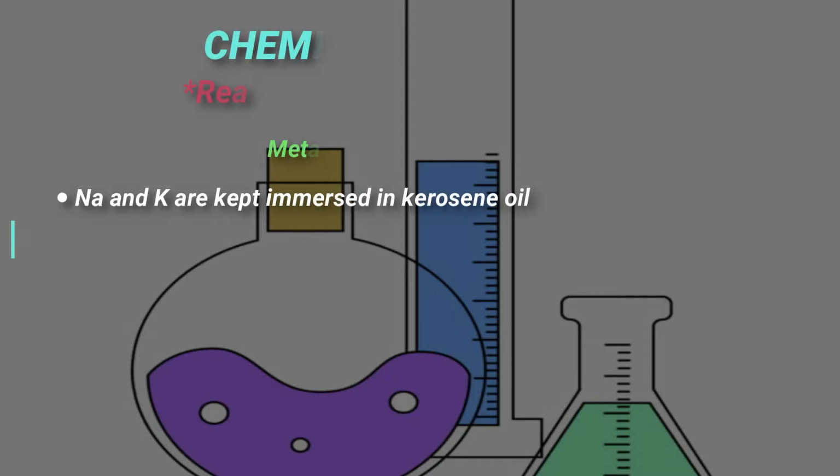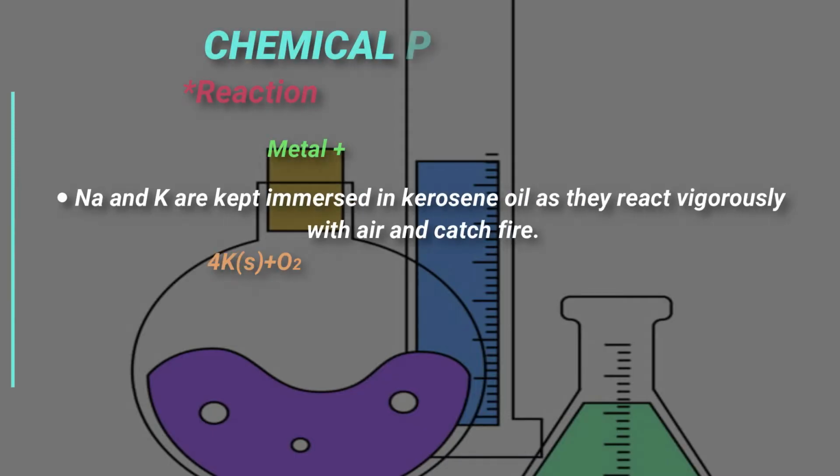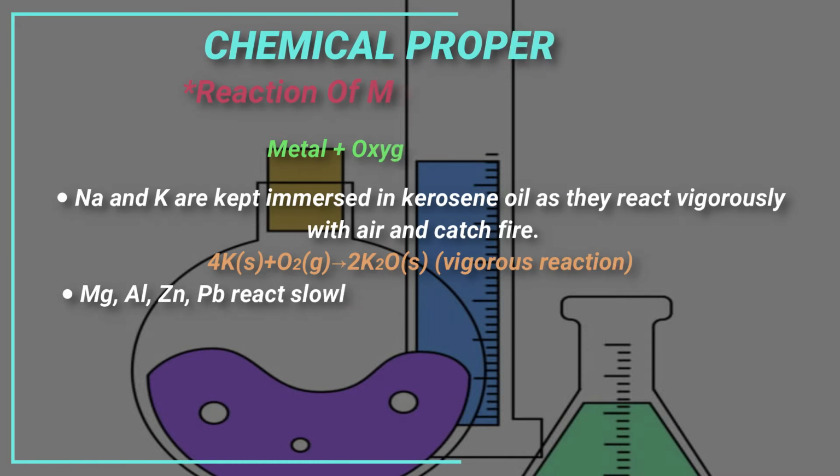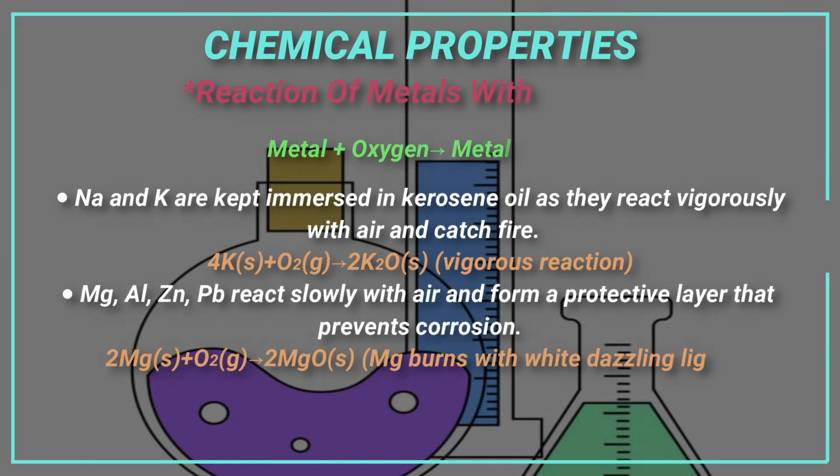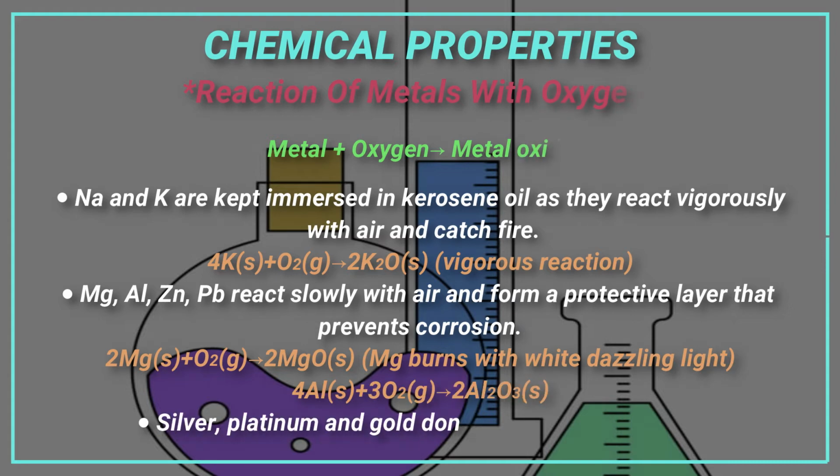Reaction of metals with oxygen. Metal and oxygen give metal oxide, which is basic. Sodium and potassium are kept immersed in kerosene oil as they react vigorously with air and catch fire. This is called a vigorous reaction. The reaction goes as follows.